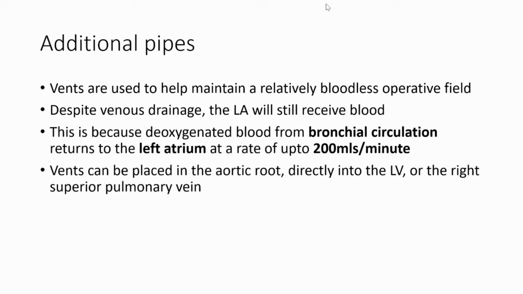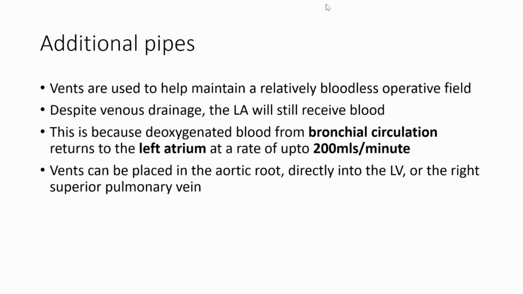And then thirdly, there is a strategy which is very commonly used, which is a right superior pulmonary vein vent. Now, if you think about what feeds into the left atrium, it's the pulmonary veins, as opposed to the vena cava for the right atrium. For the left atrium, it's the pulmonary veins, which bring oxygenated blood, for the most part, to the left atrium. One of these, the right superior pulmonary vein, is anatomically very well located for surgical entry of a small pipe.